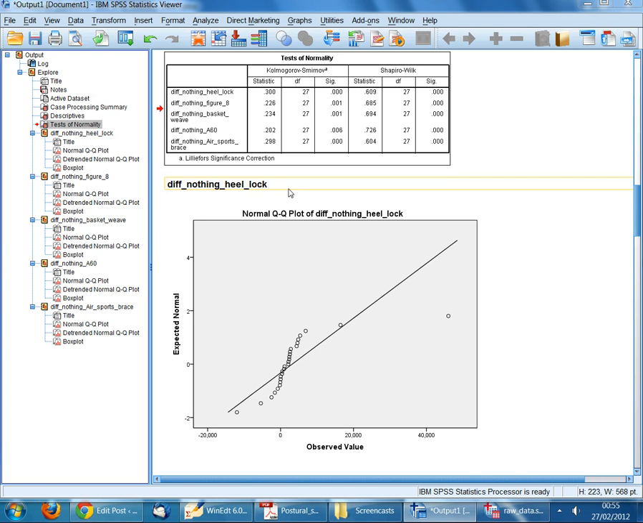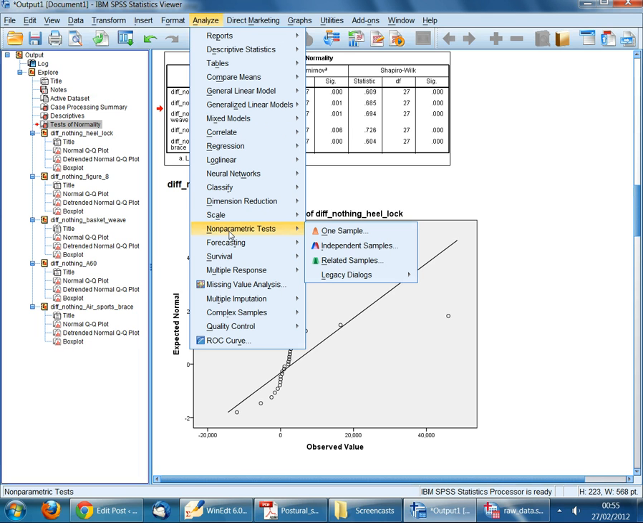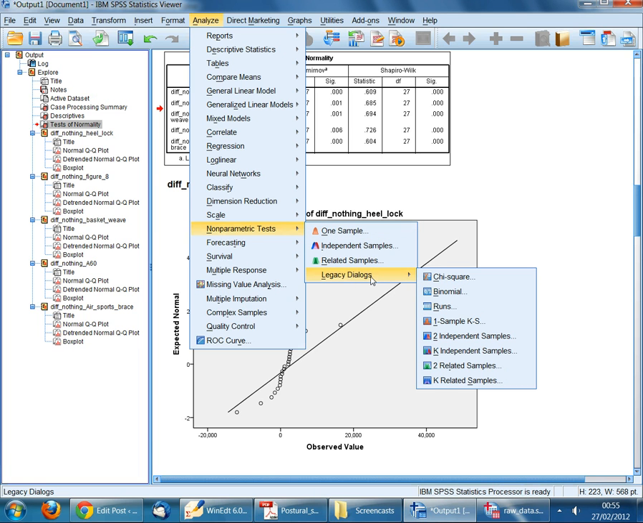The test that we're going to conduct is called the Wilcoxon signed rank test, and you run this test by going to Analyze, Non-parametric Tests. Non-parametric means that it doesn't depend on your data being normally distributed, which it isn't for this type of data that we looked at. And then you go to Two Related Samples. I'm using the legacy dialog because the interface is a little bit easier to understand than the newer version. So go to Legacy Dialogs and then Two Related Samples.